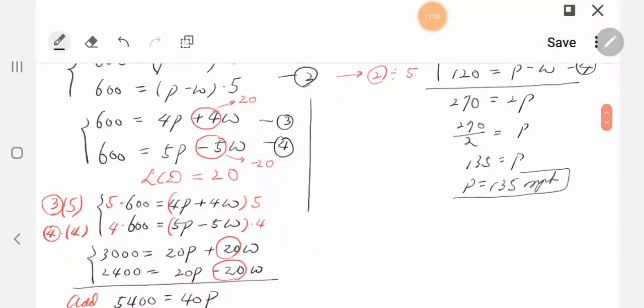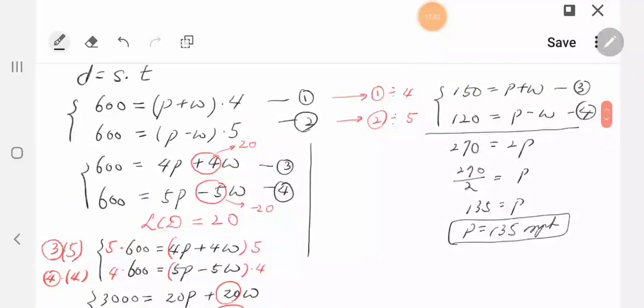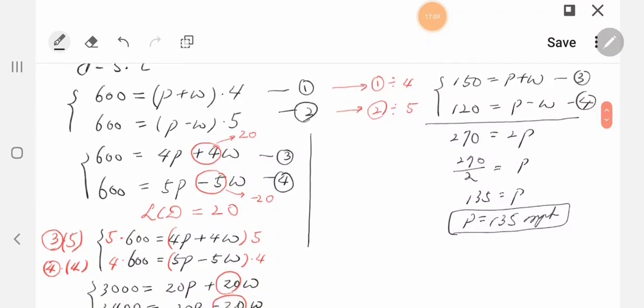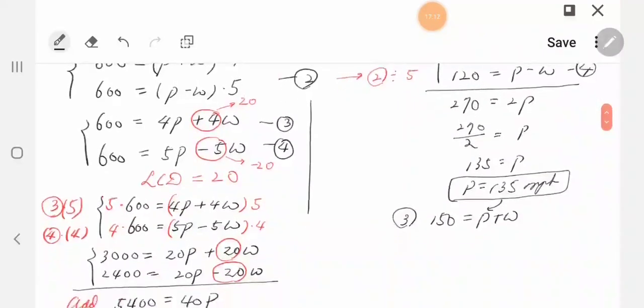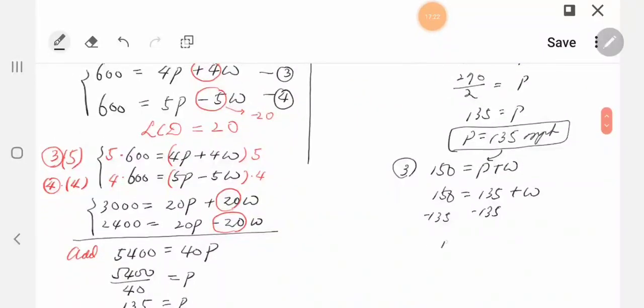So we can find W from equation 3 or 4. So let's use equation 3. From equation 3, 150 is equal to P plus W. So why don't we just plug in the P value? So 150 is equal to 135 plus W, and then minus 135 from each side. Then this is 15 is equal to W. So finally, the wind speed is 15 miles per hour.